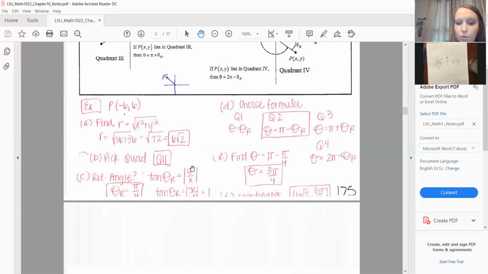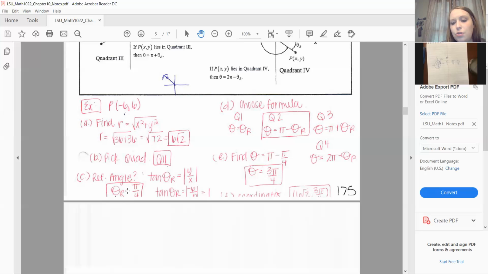Okay, what is the reference angle? So you're going to do y over x. So ours is 6, and I wrote mine backwards. It should have been 6 over -6, but you get the same thing, -1. Absolute value of that is 1. At what angle does tangent equal 1? Pi over 4. So my reference angle is pi over 4.